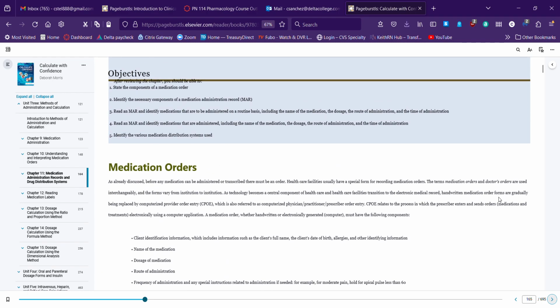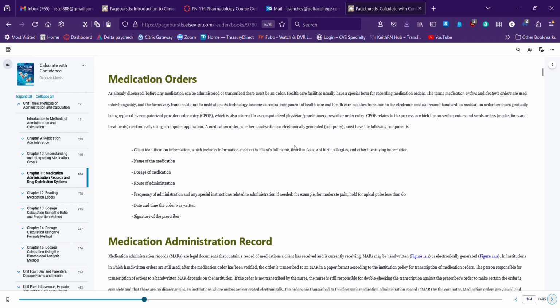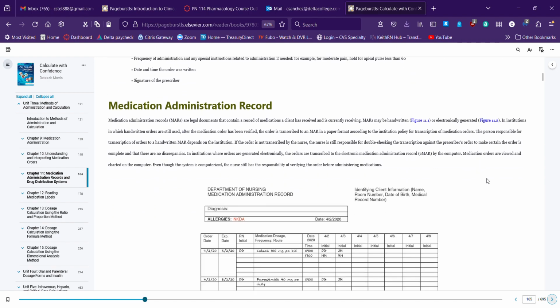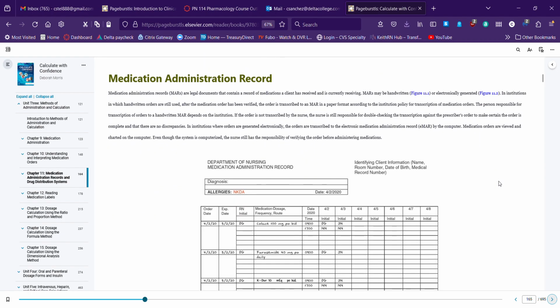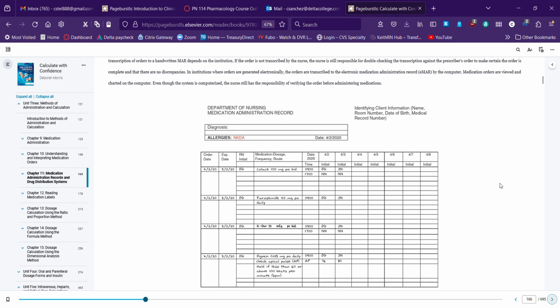All right, so let's go to chapter 11 now. This is page 165. Again, we talked about what's needed in those medication orders. All right, so let's talk about the medication administration record, or your MAR, M-A-R, and that's really what you're going to hear everybody call it.